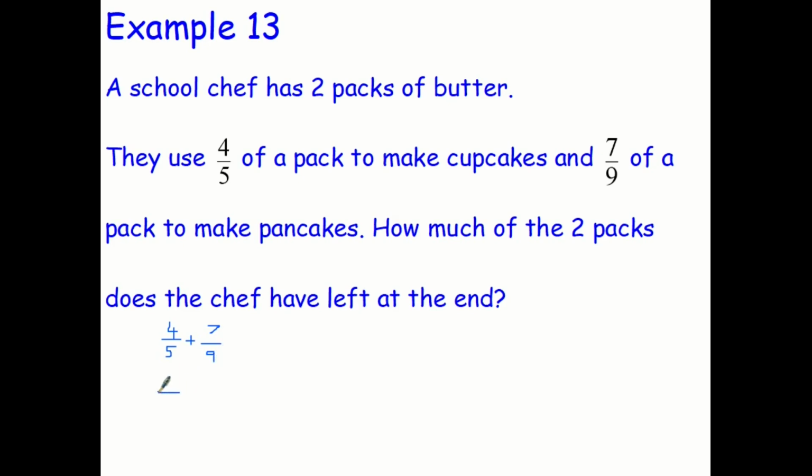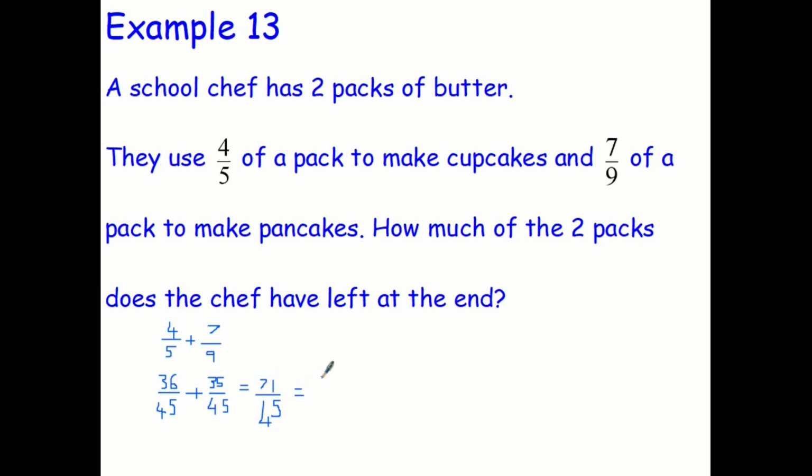Common denominator there, 45. How many 5s in 45? 9. 9 4s are 36. And how many 9s in 45? There are 5. 5 7s are 35. So together that makes 71/45.